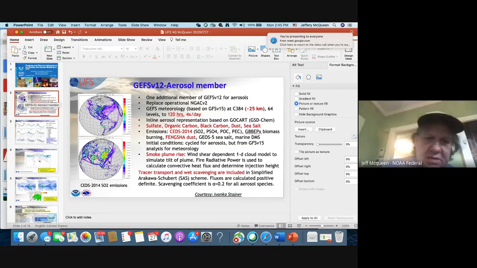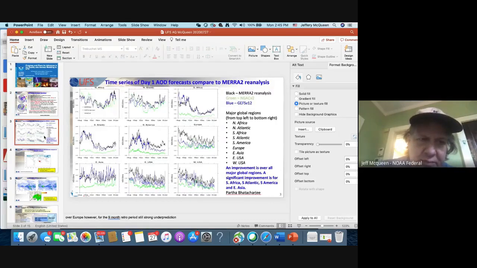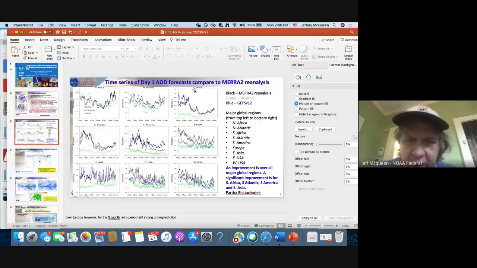Thank you. So basically this is the GEFS version 12 aerosol model. It has aerosols in it, one member, on September 15th it'll go operational at 25 kilometers, and there'll be 31 other members without. That was a big collaborative effort with GSL, ESRL and ARL. And here are some predictions from Partha showing the evaluation compared to different parts of the domain. You can see, for example, over South Africa, the operational system in green, and the experimental in blue, which was in better agreement, although an overprediction in August, and we'll talk about that in a second.